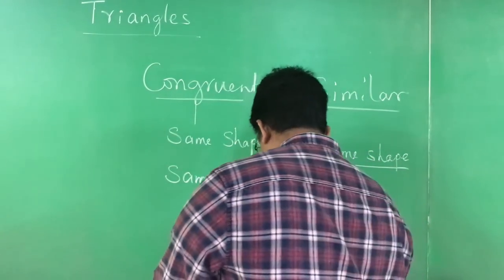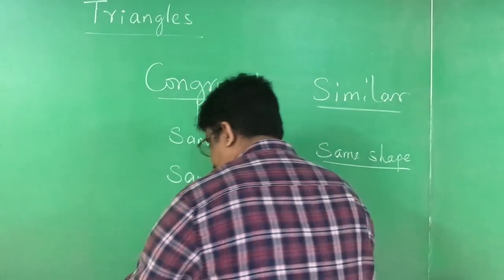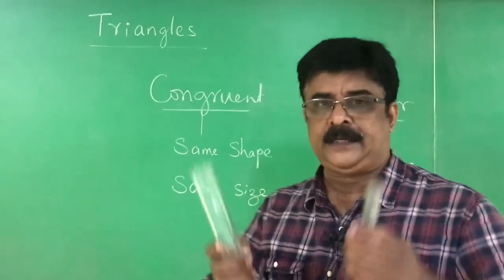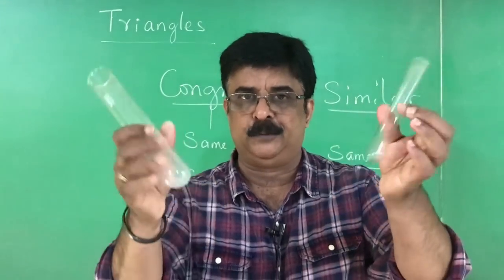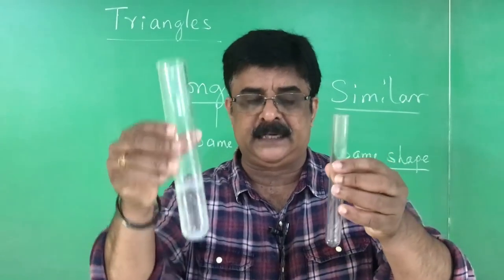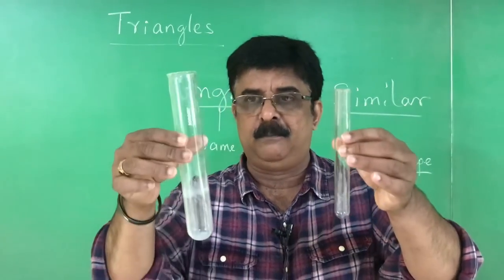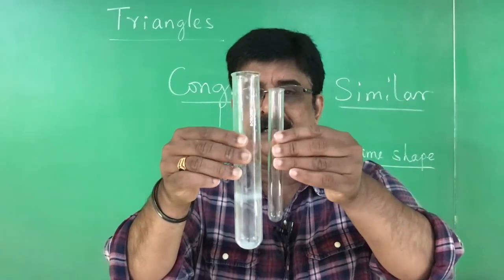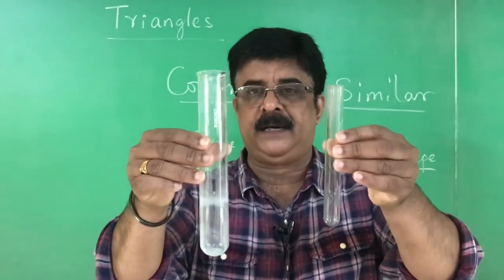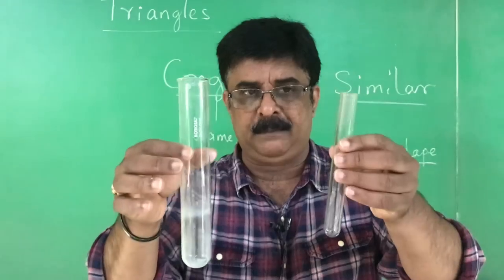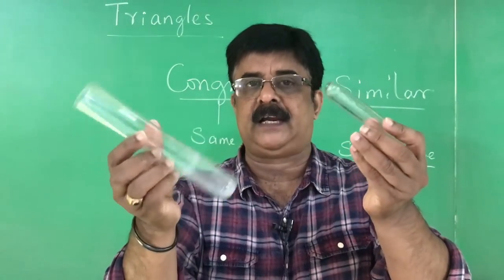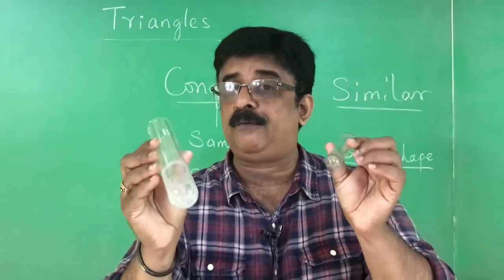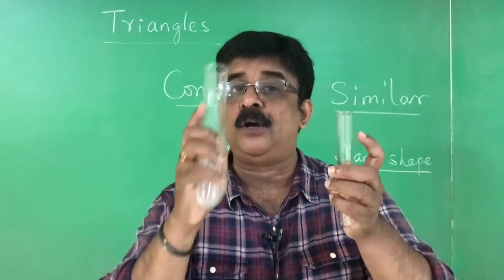Now I will show you test tubes. See here, 2 test tubes are there. This is a bigger test tube, this is a smaller test tube. Both have same shape, but their sizes are different. Geometrical solids of same shape but of different sizes, we can call them similar figures, but we can't call them congruent figures.